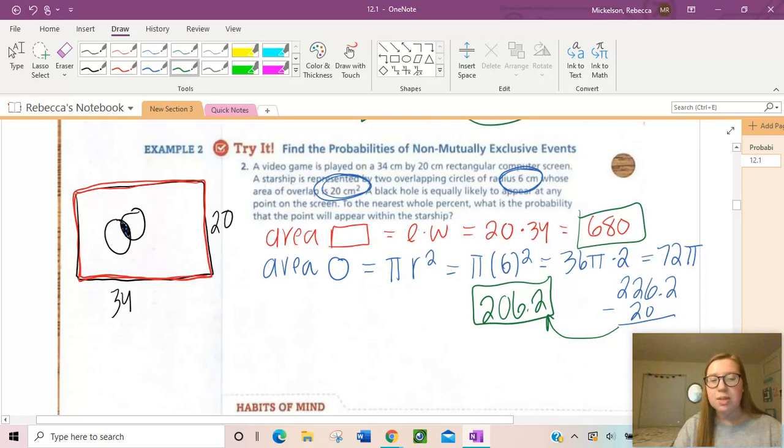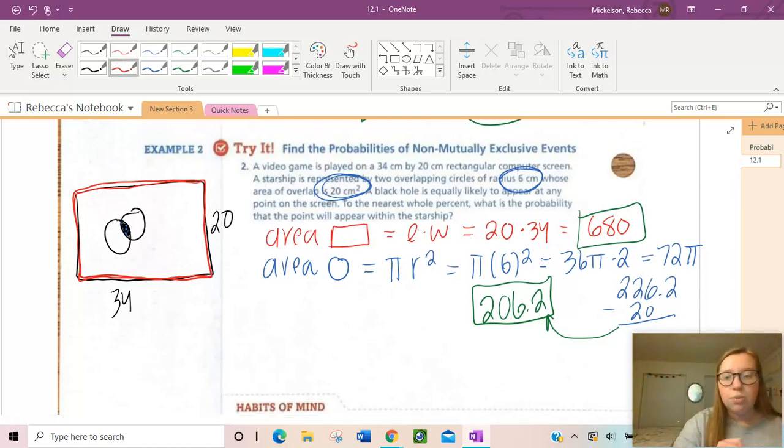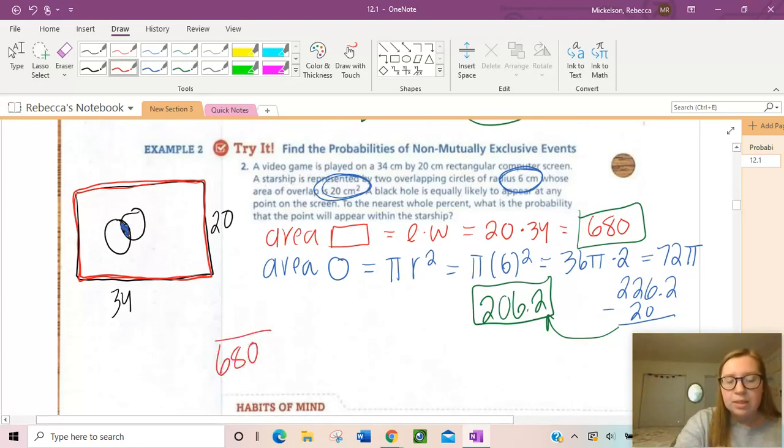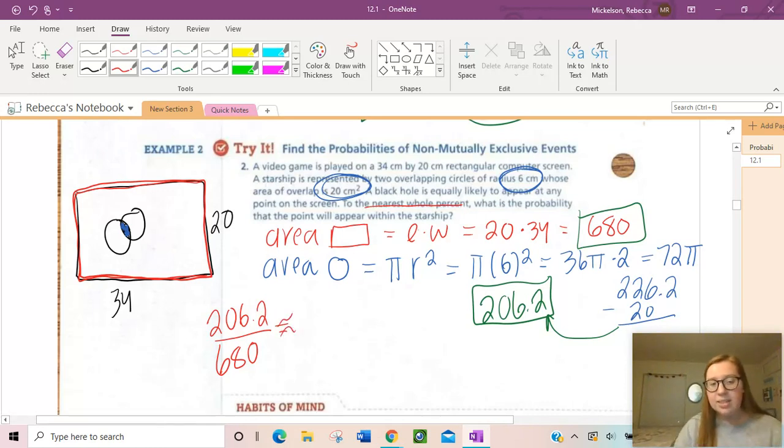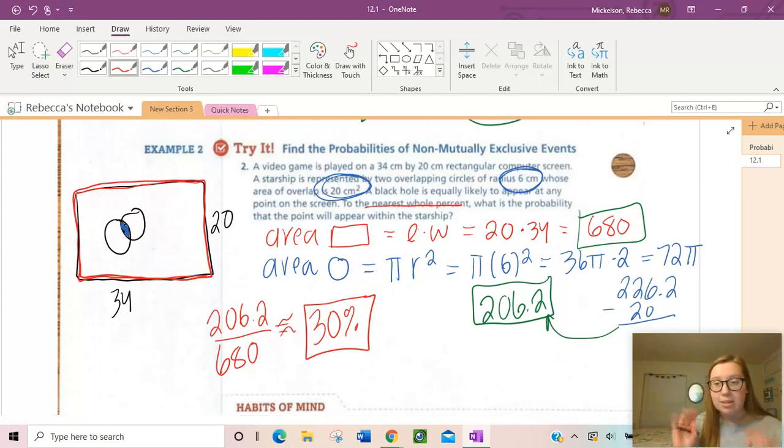So the last thing we want to do is find their probability. So what 2 numbers do we divide? Well, we take our entire sample space and put it on the bottom. And then we take what we're trying to find, or what we want to happen, which is we want it to land in the starship. So we divide 206.2 by 680. And it says round to the nearest whole percent. So it's going to be an estimation, so we really should use the squiggly lines there. This is going to be around 30%. So there's a 30% chance that the hole that appears on the screen is going to land on my starship, not anywhere else on my screen.